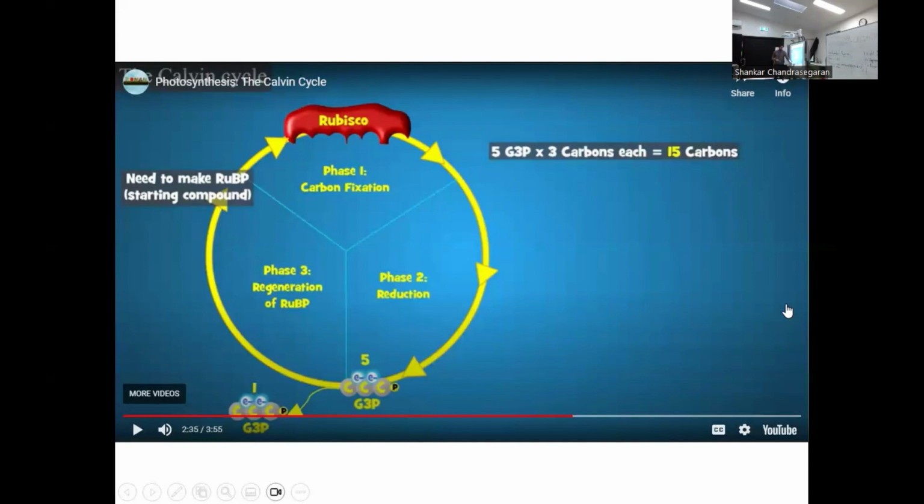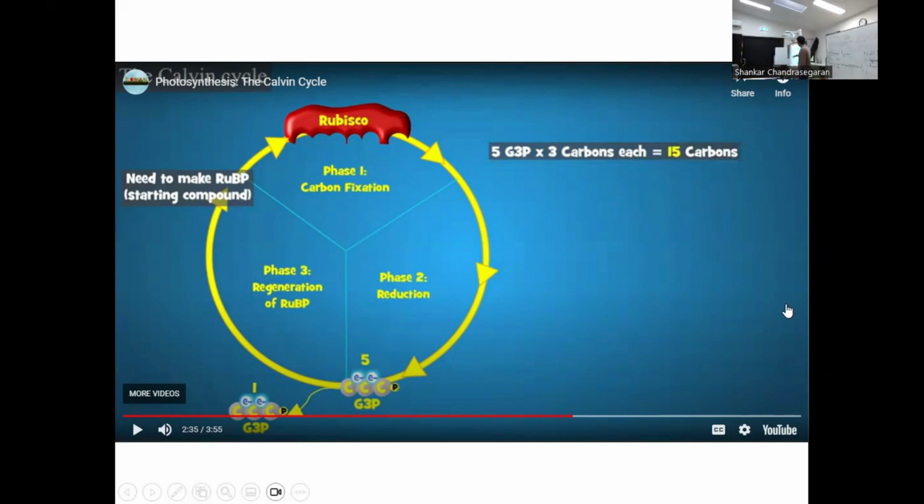So that's why 5 of these G3Ps are made into 3 RuBP molecules, because how many carbons does 5 G3P have? If each G3P has 3 carbons, 5 of them would have how many? 15. So if each RuBP has 5 carbons, how many can you make using 15 carbons? 3, right? Simple maths. 15 carbons to distribute. Each RuBP molecule requires 5 carbons for itself. So 15 divided by 5, you can see that it will make 3 molecules, which is basic maths.